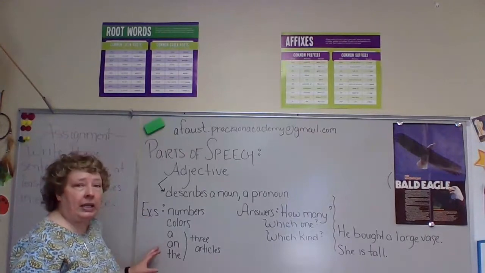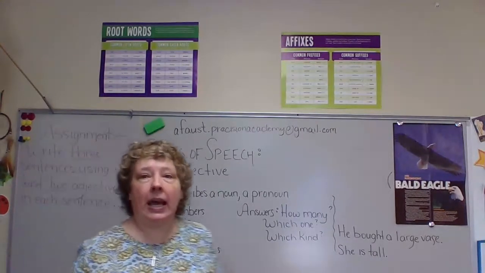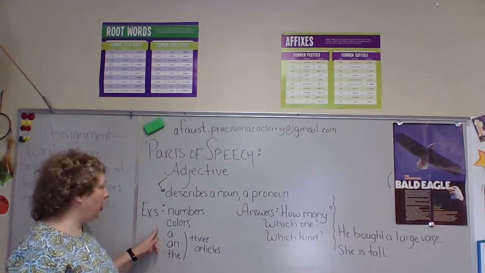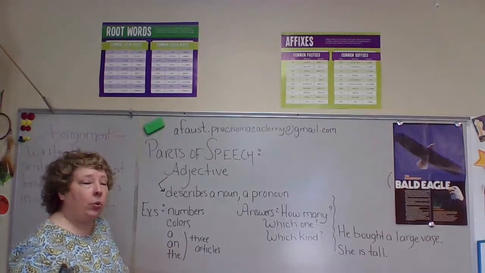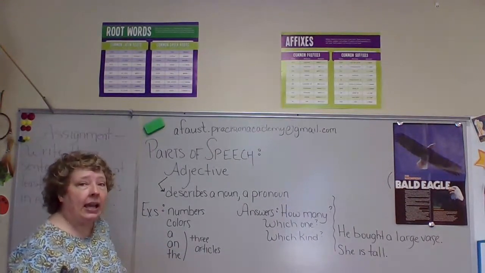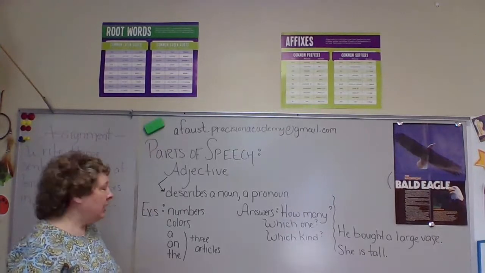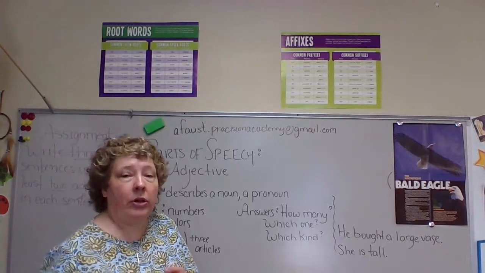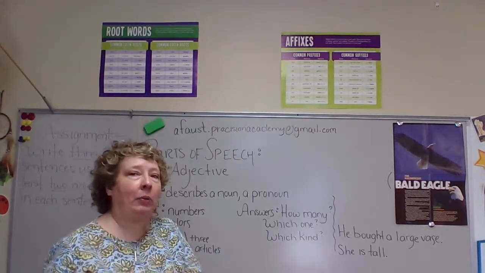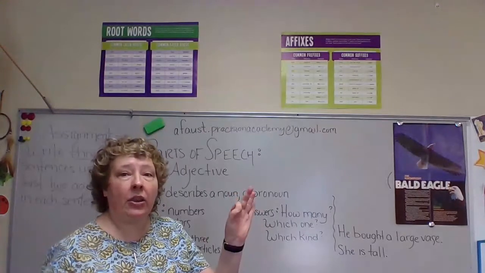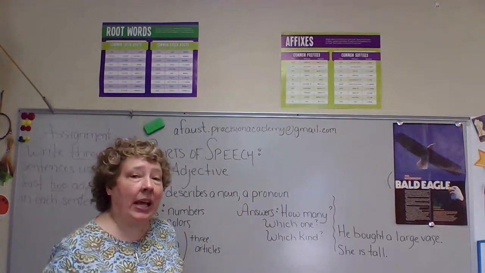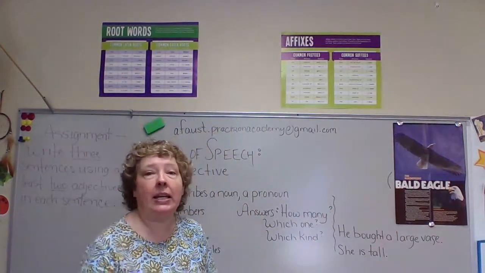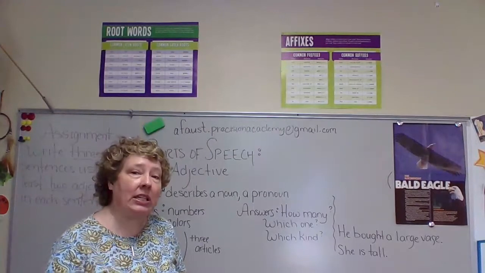Now, here's some items that will always be adjectives, no matter what. They are your numbers, your colors, and the 3 articles. We call them articles. A, an, the. Okay? So if somebody says to you, hey, there are 3 articles. Oh, by the way, what are they? Just go a, an, the. Because technically, that's what they are, but they function as adjectives. So remember that. They function as adjectives.